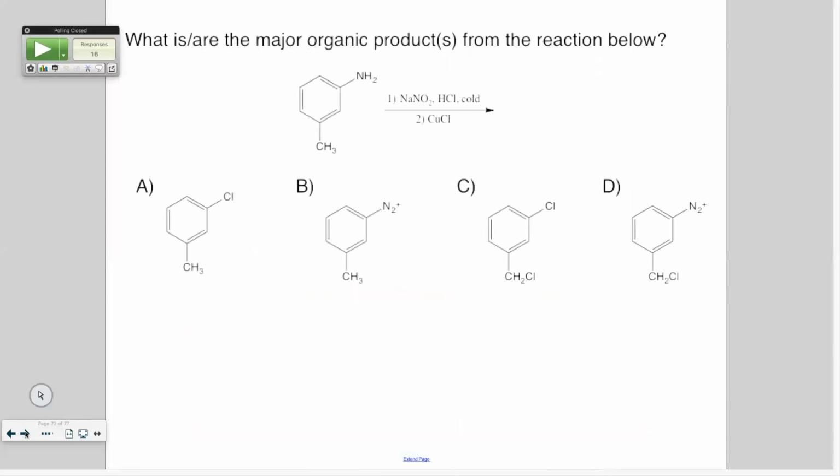All right, so what is the major product from the reaction below? Can you read the pictures good enough? Are they dark enough? That's Cl. Cl. That help?